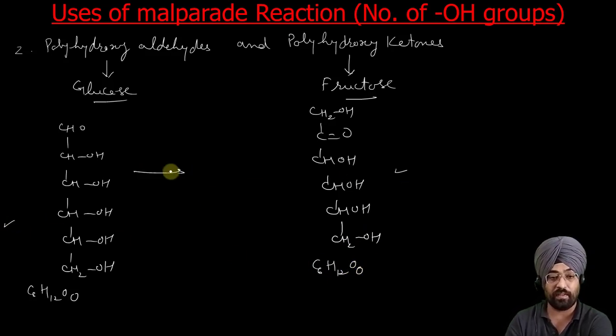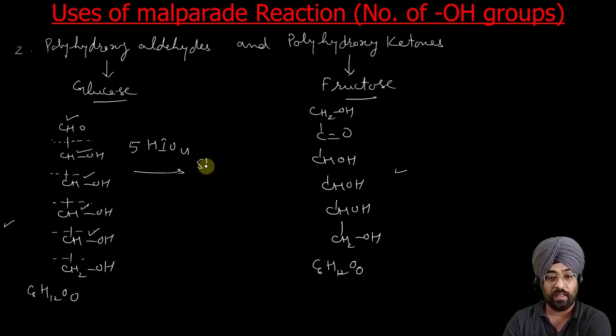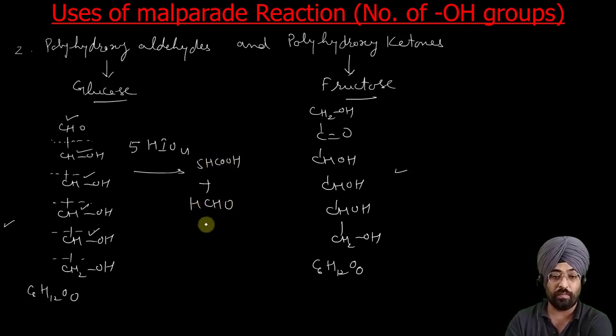Now suppose we react it with HIO4, let us see how many bonds will break. Alpha hydroxy aldehydes can undergo this reaction. This will cleave, this will cleave, this will cleave, this will cleave, this will cleave. So 1 2 3 4 5, 5 bonds will cleave. For one bond we need 1 HIO4. For 5 bonds we will need 5 HIO4, and the product will be formic acid, formic acid, formic acid, formic acid, so 5 HCOOH plus aldehyde, HCHO. This will be the product.